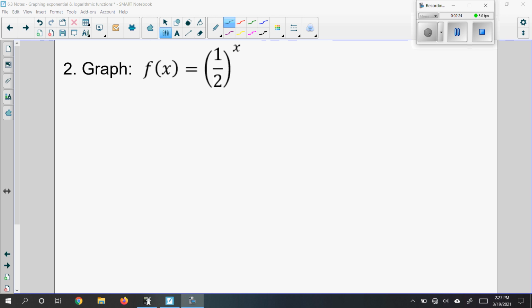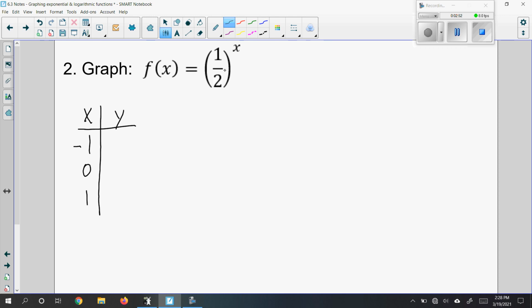Now let's take a look at this one. Note the base is 1/2. That means this is going to be decay. So we'll start by making our parent table, and we're going to always use the values for x at -1, 0, and 1. So we will plug in these x values into the base function to determine the y values.